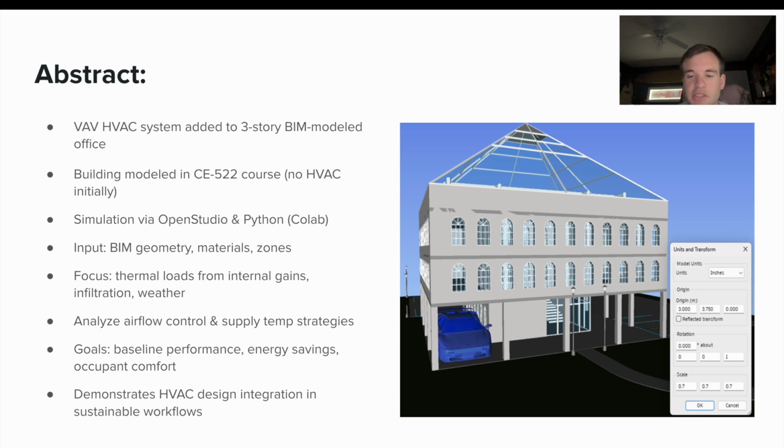For this project, I decided to piggyback another one of the classes I'm taking this semester, CE 522, which is Computer Applications in Construction. In that class, we focus on BIM modeling. For this project, we were instructed to build a 3-story office building with a couple unique features, and ours was a glass roof.